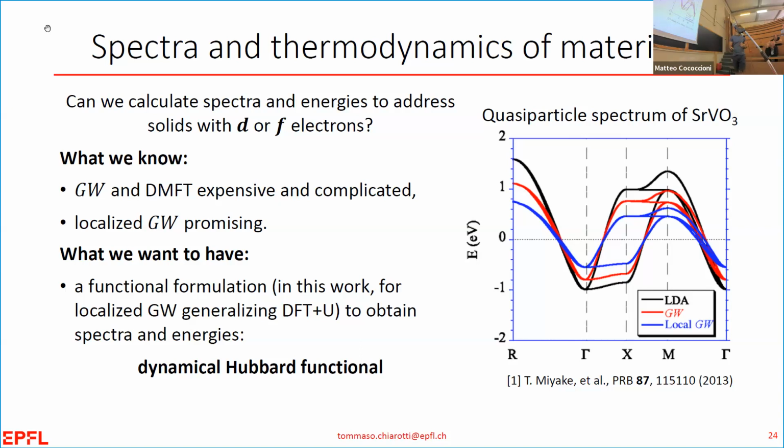But the problem of localized GW is the fact that it's a spectral theory, right? So it's just a self-energy, just a potential. It doesn't tell you anything about the total energy. So what do you have to do in this case? You need to functionalize the theory. You need to write an energy functional that has that self-energy as derivative, right? And this is what we discovered to be exactly the dynamical extension of the Hubbard functional. I will explain why.